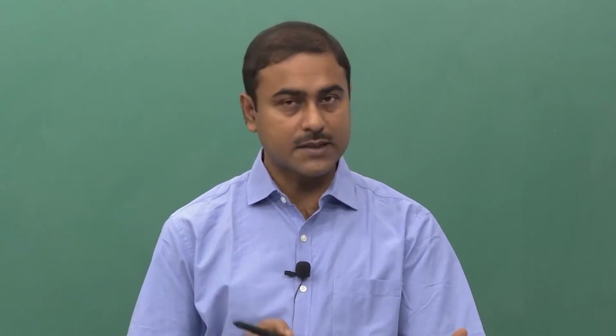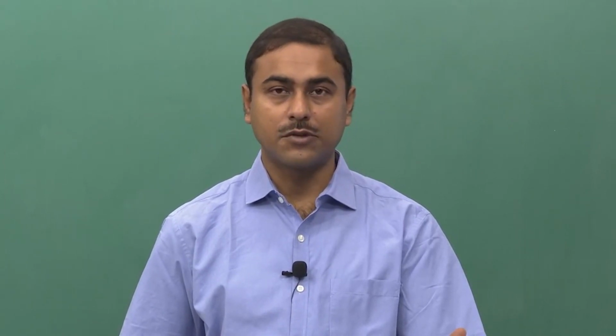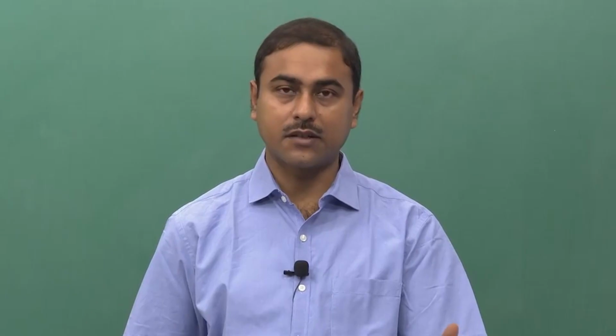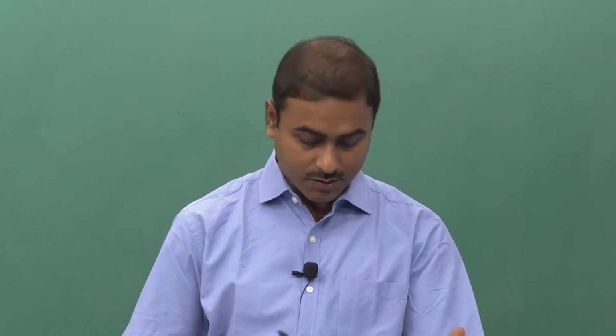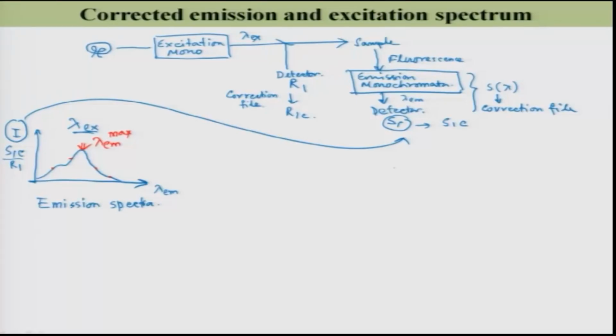So, to fix that I0 to be the same for all the lambda excitation wavelengths, what do I have to do? I have to divide it by R1, because that is going to give me the spectra of the lamp output, right. So, in this case, for a given value of lambda emission, let us say lambda emission max, if I plot the intensity versus lambda excitation, then what I am going to get is my absorption spectra, right.